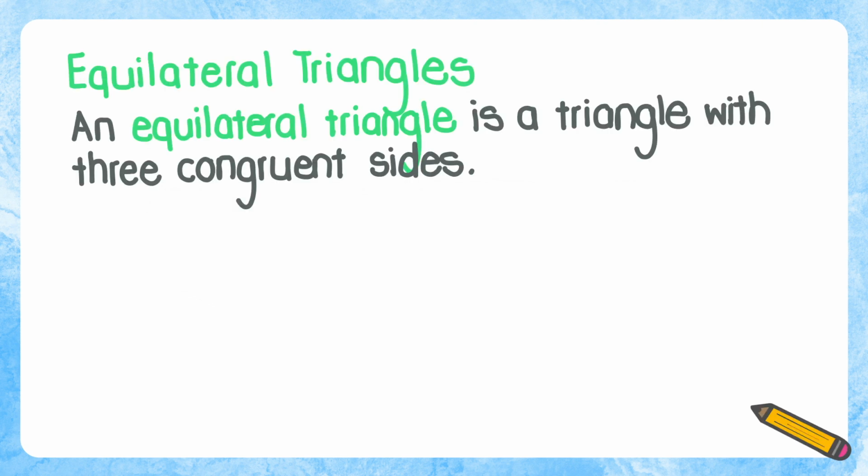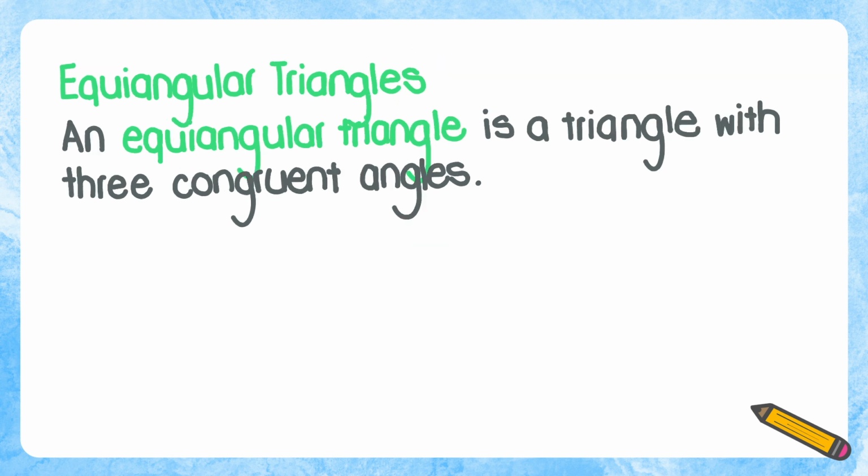Now let's look at equilateral triangles. An equilateral triangle is a triangle with 3 congruent sides. So we know that this triangle is an equilateral triangle because the 3 sides are marked as congruent. And we also have equiangular triangles. An equiangular triangle is a triangle with 3 congruent angles. So a triangle like this, where the 3 angles are marked as congruent.